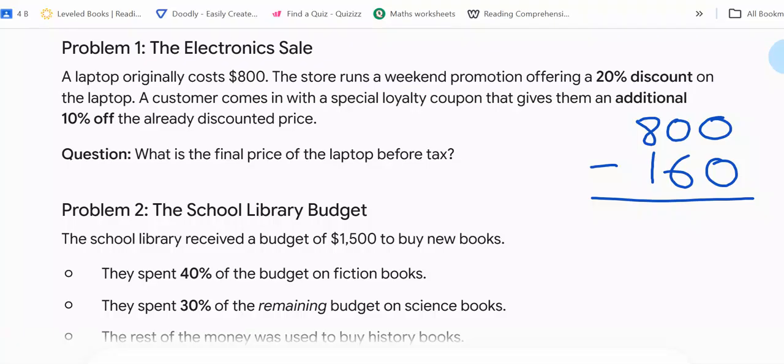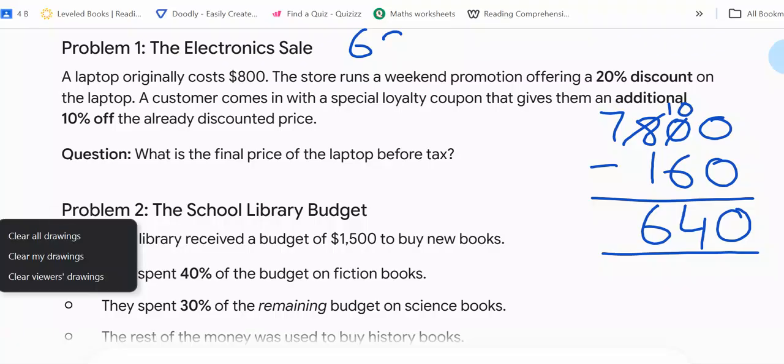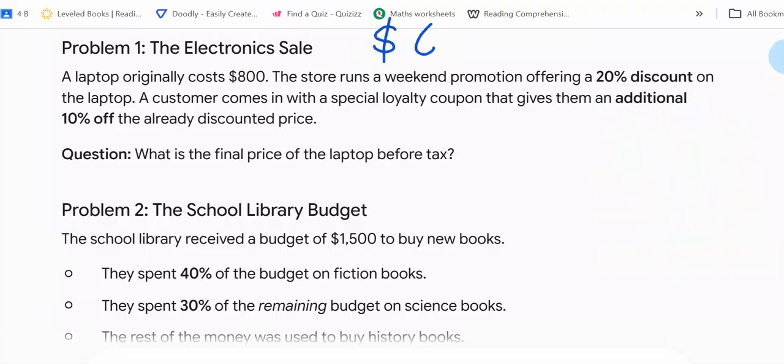When the word increased is used, then we will increase the price, like then we will add on. So here it was discount, so we will subtract. 0 minus 0 is 0 and this will become 7, it will become 10. 10 minus 6 is 4. 7 minus 1 is 6. Okay, 640. After 20% discount, the price is $640. Let's write it here. $640. Okay, after 20% discount.